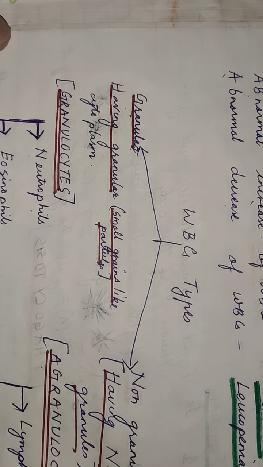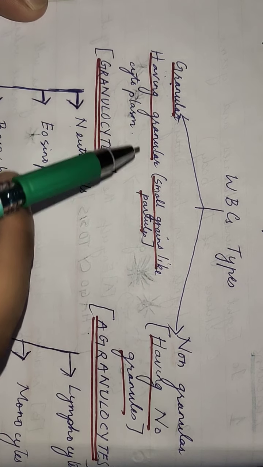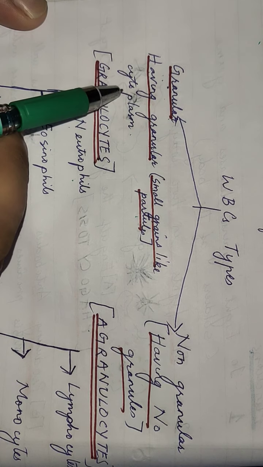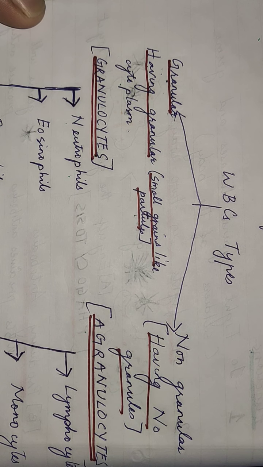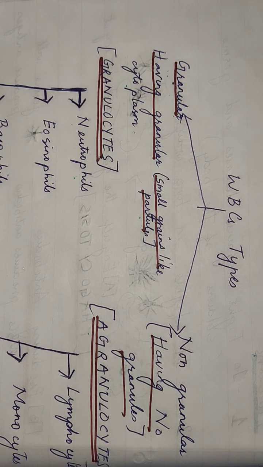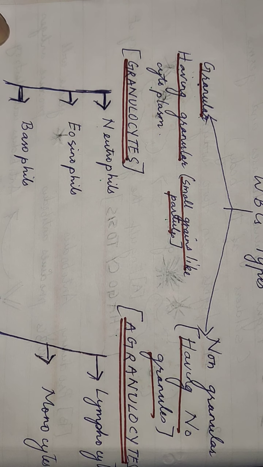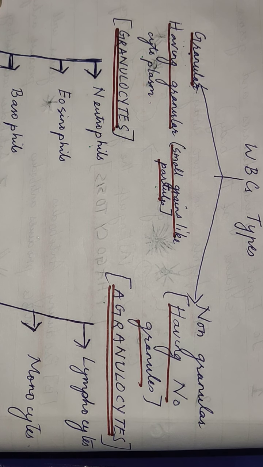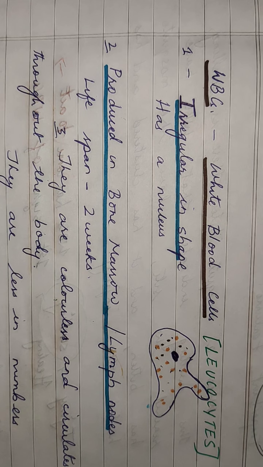Right, once again, WBC types: granular and non-granular. Granular means small grain-like particles, so having granular cytoplasm, and this side having no granules or granular cytoplasm. Granulocytes consist of neutrophils, eosinophils, and basophils, and agranulocytes consist of lymphocytes and monocytes. So this is all we are going to learn for today. So let us revise once again.